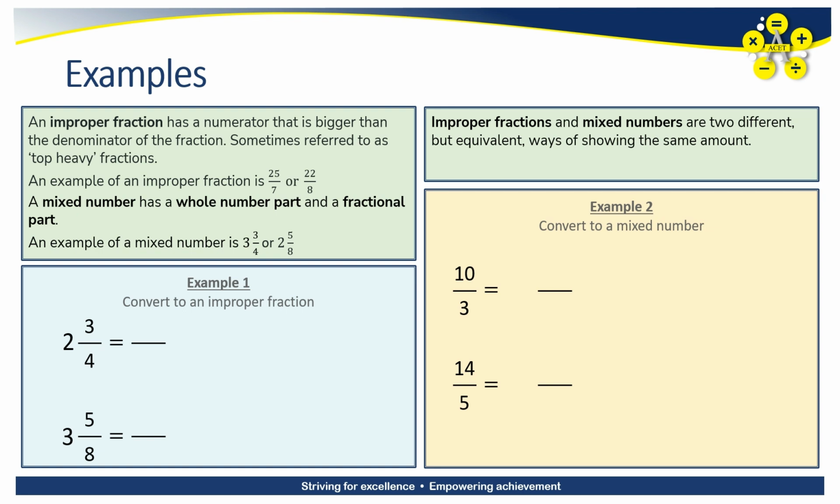So for example, 25 over 7 or 22 over 8. So 25 sevenths and 22 eighths. Our numerator, the 25 and the 22, are larger than the denominator, the 7 and the 8 respectively.